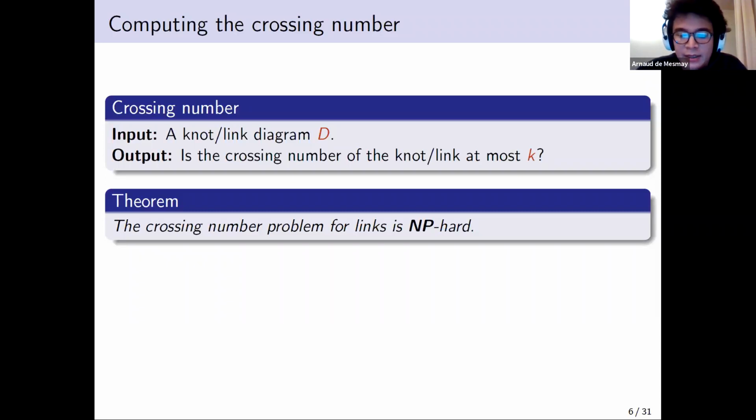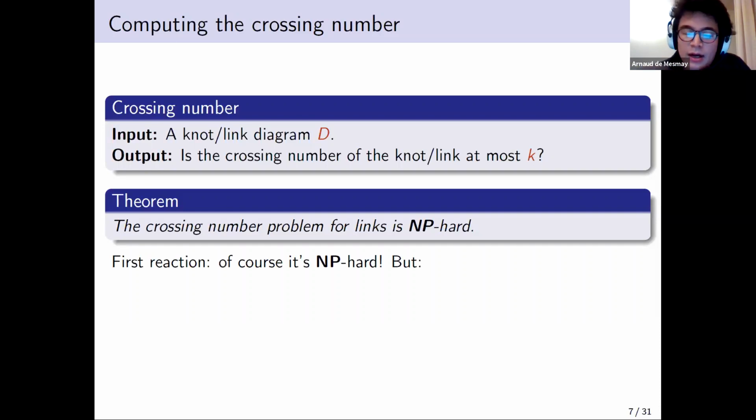This problem is NP-hard. Now, I would say if somebody was presenting this result, I would not be really surprised. The first reaction is, well, of course it's NP-hard. Basically, any problem with crossing numbers for graphs is already NP-hard. And you would not expect this to be any different here.